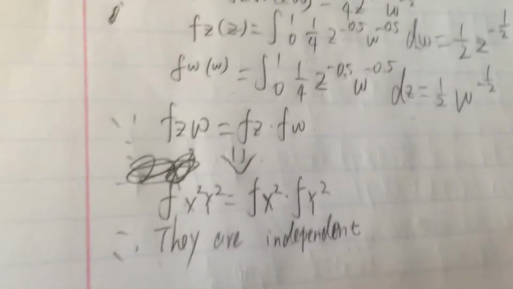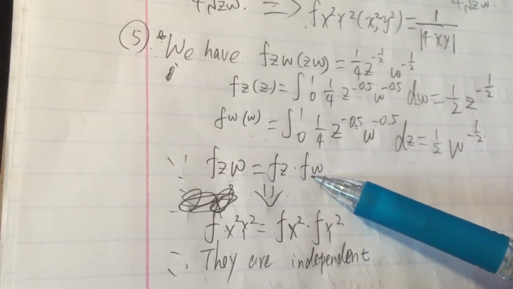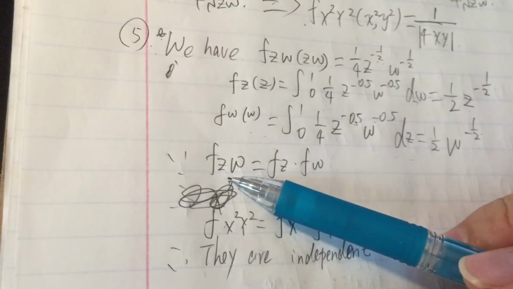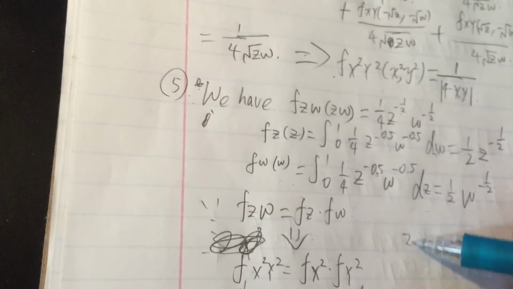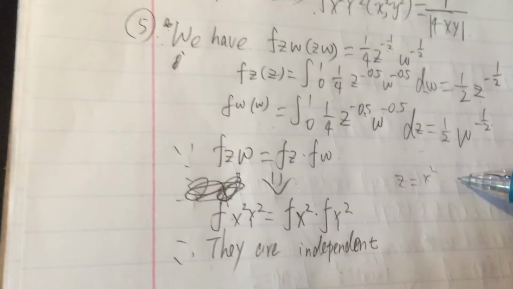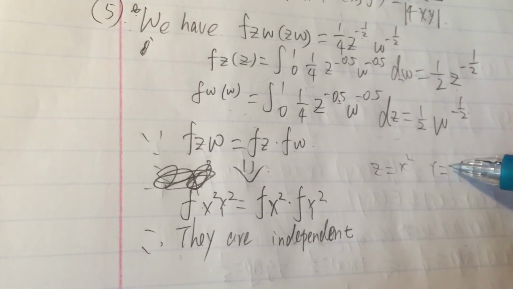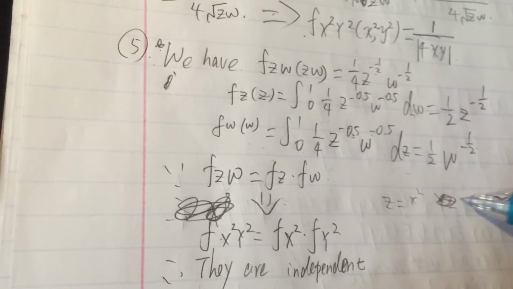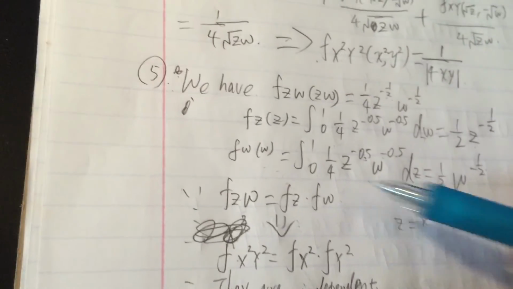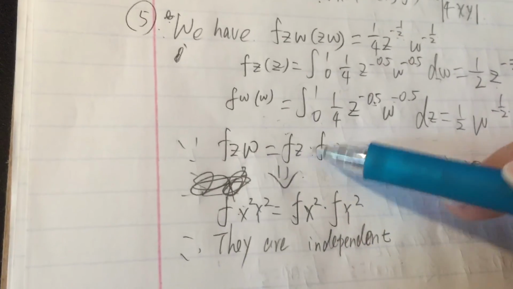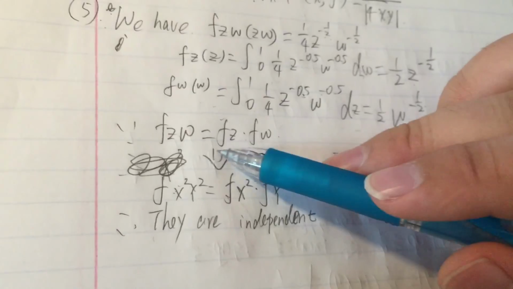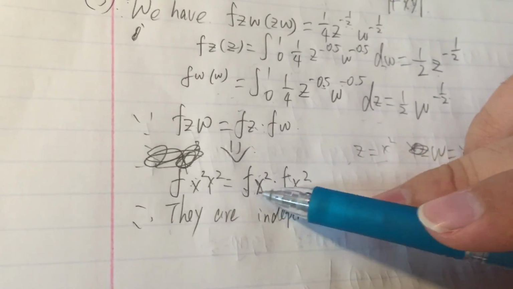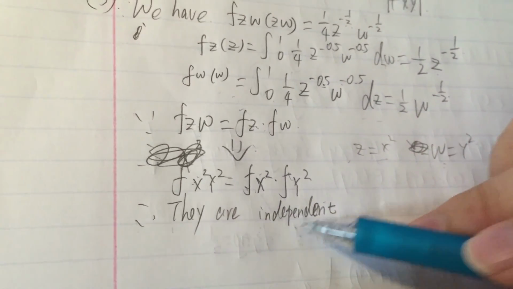Then we can see that f_Z times f_W equals f_{Z,W}. We know z is x squared and w is y squared, so these two are the same. Just plug these two back into the equation, and we get the answer: they are independent.